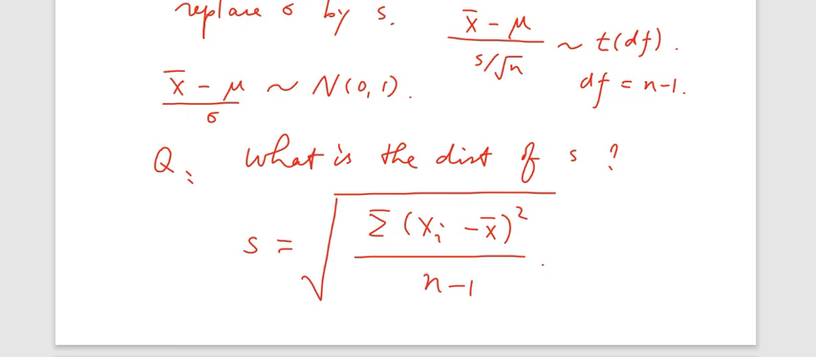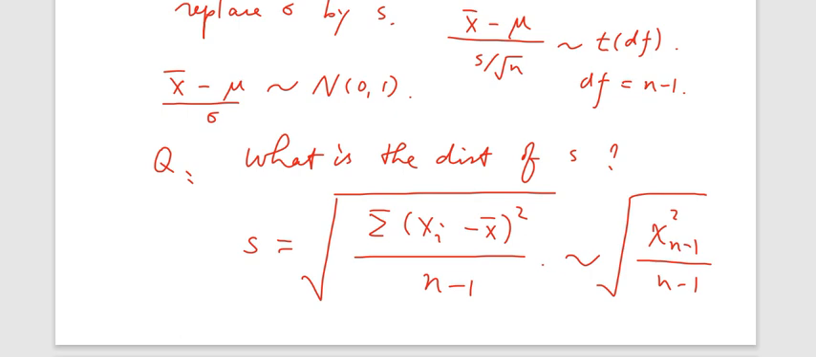Inside, xi and x bar are normal, so we can assume the data come from a normal, so xi is normal. Normal minus normal is also normal. So the numerator looks like it follows a chi-square distribution with degrees of freedom n minus 1, divided by n minus 1, and then take the square root.